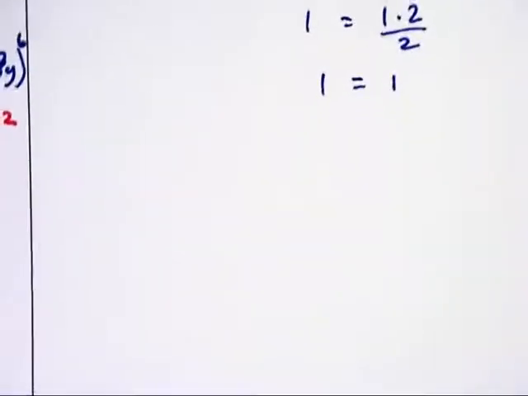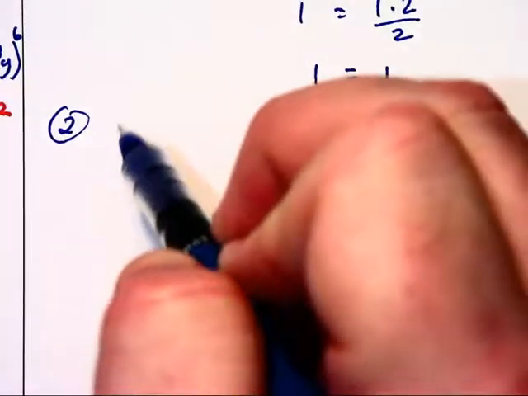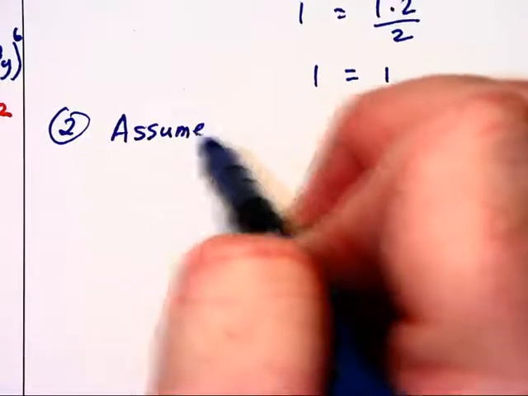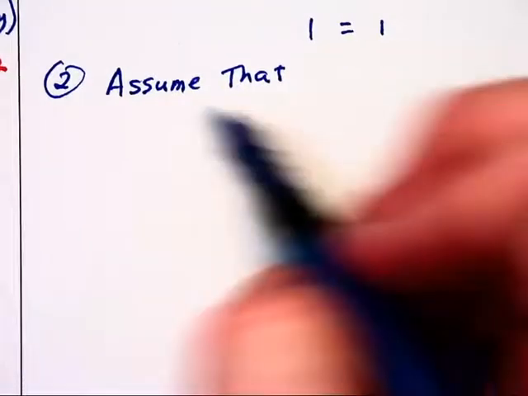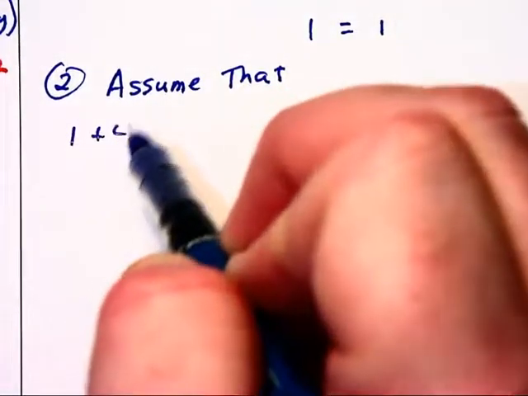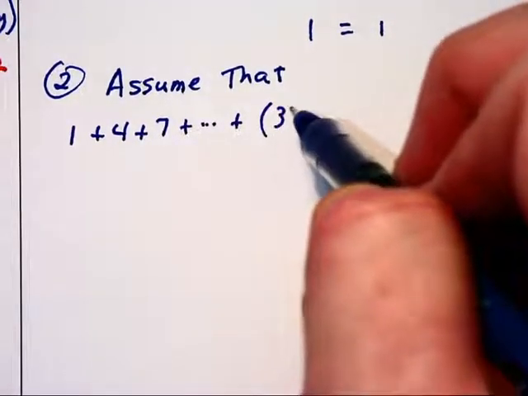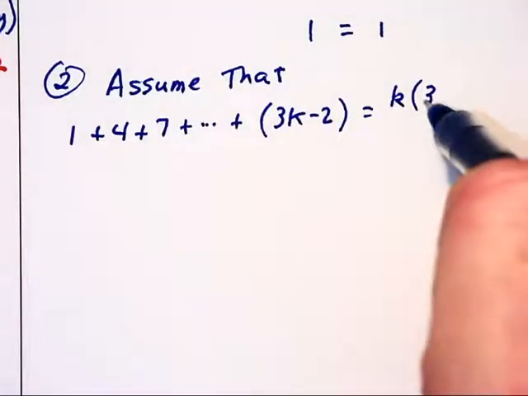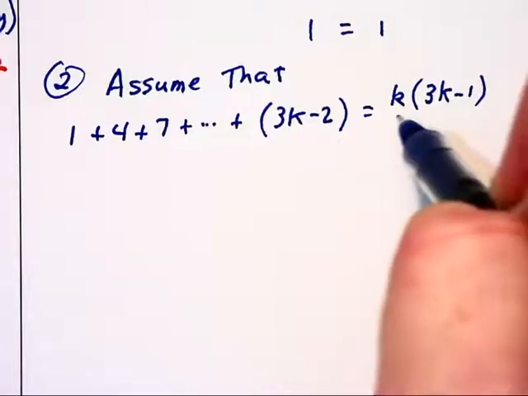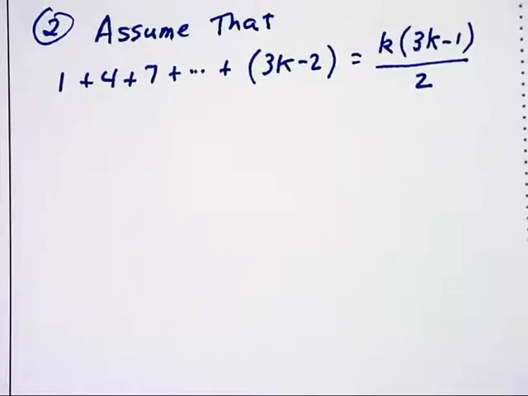Step number 2, we assume that the statement is true for n equal to k. So we write "assume that," and we rewrite the original problem changing out the n for a k. This becomes 1 plus 4 plus 7 plus ... plus (3k minus 2) equals k times (3k minus 1) all over 2. If you look at the top line of this column, you will see that all I've done is change out the n's for k's.